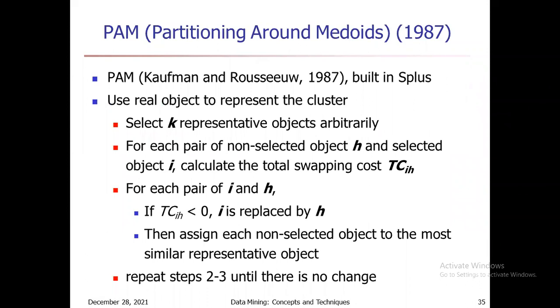So what is PAM? PAM is going to use the real object to represent the cluster, and select K representative objects arbitrarily. For each pair of non-selected object H and selected object I, calculate the total swapping cost TCIH. For each pair of I and H, if the TCIH is less than 0, then I is replaced by H, and then assign each non-selected object to the most similar representative object. Repeat steps 2 and 3 until there is no change.